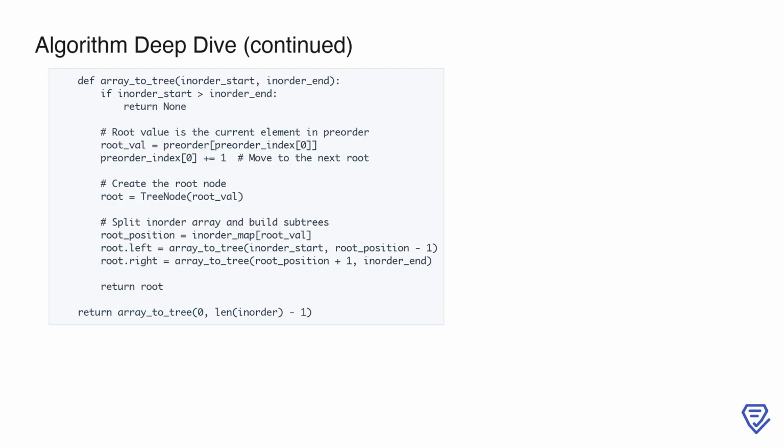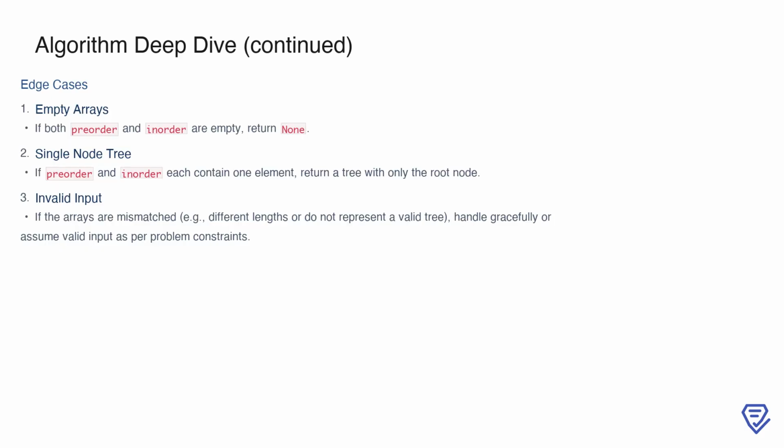When implementing this algorithm, it's important to consider edge cases. If both the preorder and inorder arrays are empty, we return None since there's no tree to construct. For a tree with a single node, where both arrays contain only one element, the result is a tree with just the root node. Additionally, if the input arrays are mismatched, such as having different lengths or not representing a valid tree, the behavior depends on whether we handle invalid input explicitly or assume the input adheres to the problem constraints. By accounting for these scenarios, we ensure that the solution is robust and handles both typical and edge cases effectively.